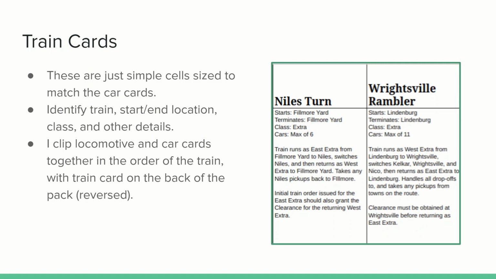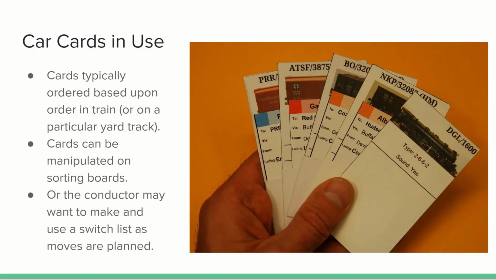Train cards are, again, very similar. These train cards are just simple cells in a spreadsheet. The spreadsheet isn't doing anything for you other than helping ensure that everything prints out and lines up the same size as all the other things. On these, I include just basic information about the train: where it starts and ends, what class it runs as, how many cars it can carry. Then all of these things get clipped together, the locomotive cards and the train card. I normally would have the train card reversed on the back so that you can easily see both the locomotive and the train card.